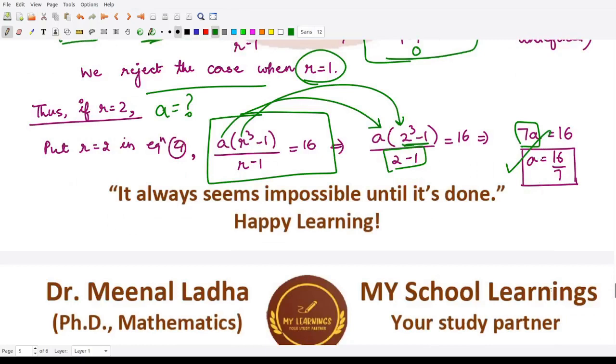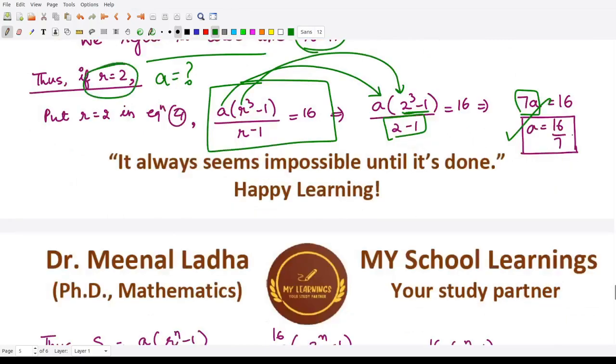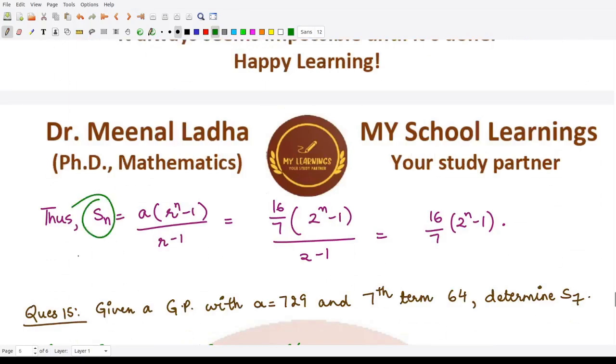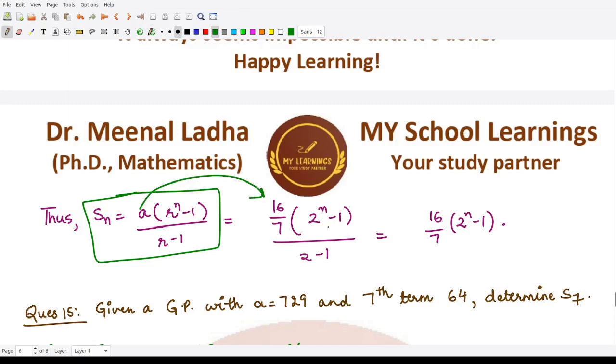Now you know the value of r, that is 2. Now you know the value of a. You can very easily compute the value of Sn. By the formula, it is equal to a into r to the power n minus 1 divided by r minus 1. So you can substitute the value of a, you can substitute the value of r, right, and you can solve. So 2 minus 1 is 1. So you have the answer as 16 upon 7 into 2 to the power n minus 1, because you cannot further solve it. So I hope you understood this question well.